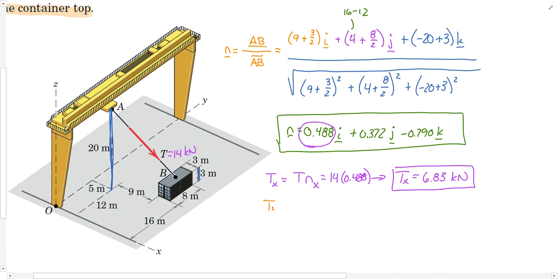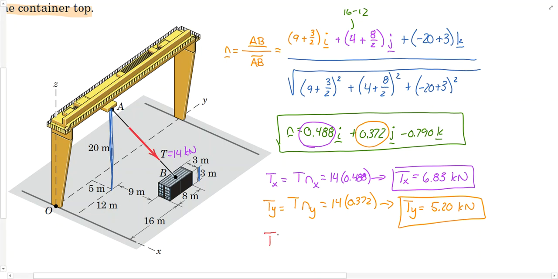Similarly, Ty can be thought of as the magnitude of T times the y component of the unit vector. So that'd be 14 times 0.372. And so Ty is equal to 5.20 kilonewtons. And then last is the z component, Tz, and that would be the magnitude of T times the z component of the unit vector. Don't forget the negative sign. So that's 14 times negative 0.790, or Tz is minus 11.06 kilonewtons.